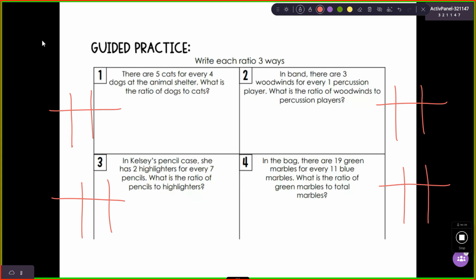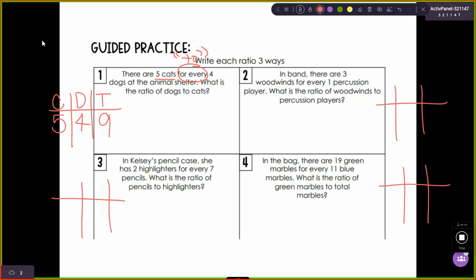So looking at 1, there are 5 cats for every 4 dogs at the animal shelter. What is the ratio of dogs to cats? Let's put down what we know. Cats, there's what? 5. And for every is another word for 2. So my other category is going to be dogs. How many? 4. And then why do I have another category? That's my total, because these were my parts. So I have a part, and a whole, or we like to call it total. So part, whole, part, total. What's my total going to be?